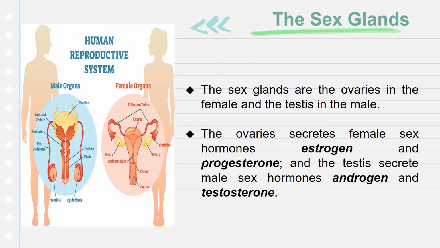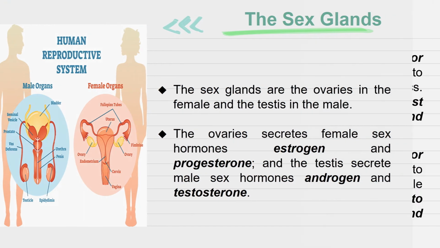The sex glands. The sex glands are the ovaries in female and the testes in male. The ovaries secrete female sex hormones, estrogen and progesterone, and the testes secrete male sex hormones, androgen and testosterone.